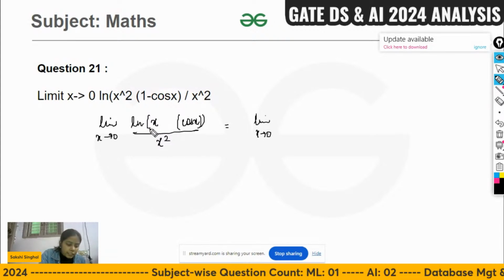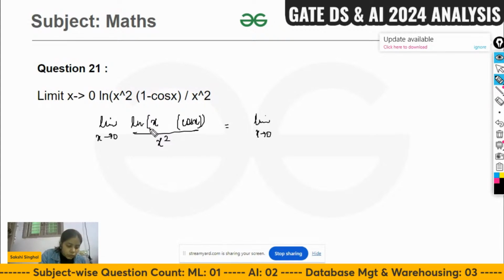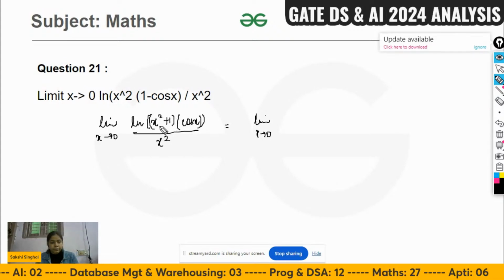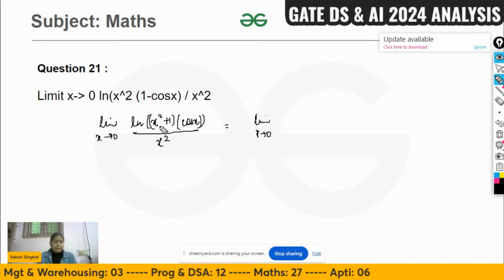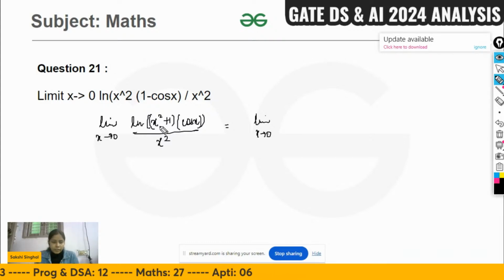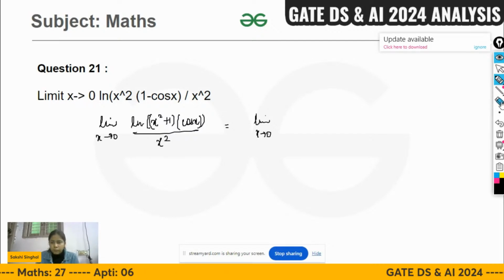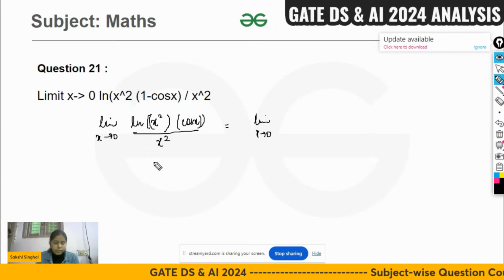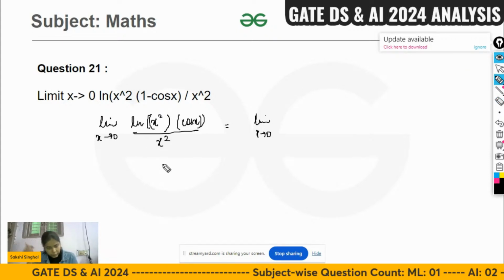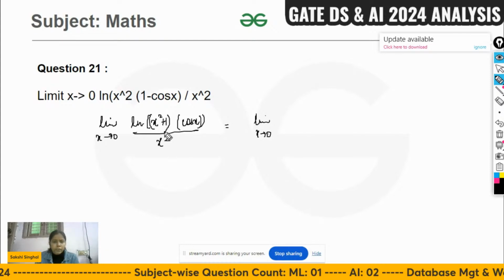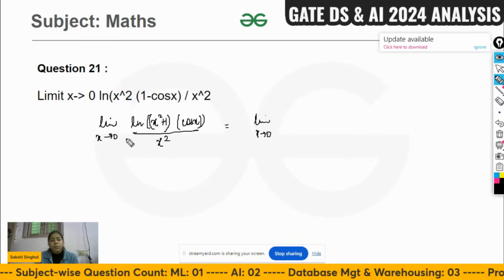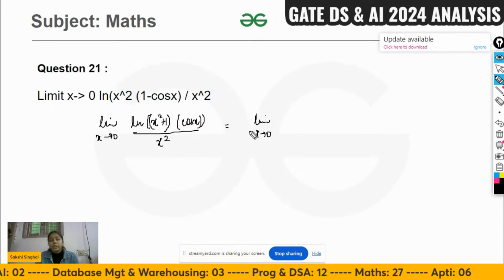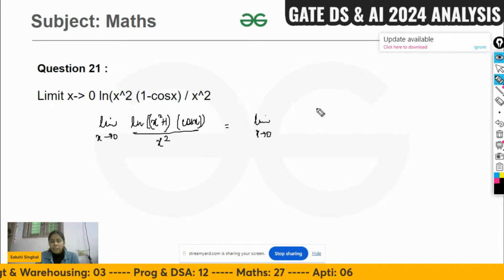Just tell me, guys, I have seen this question in the chat section only. So the question was log of x square plus 1. Okay, this was the question. So let's suppose it was the question, right? So what would I do? Okay, this was not the question, because we'll get 0 by 0. The question was like that, x square plus 1 cos x, because then we'll get 0 by 0 form, right? Okay, so everybody is saying this was the question. So what would I do? Because I'm getting 0 by 0 form, I'll differentiate numerator and denominator.